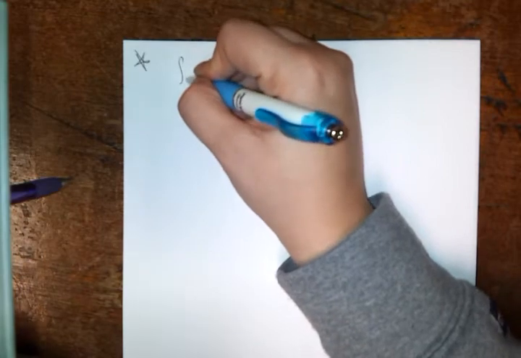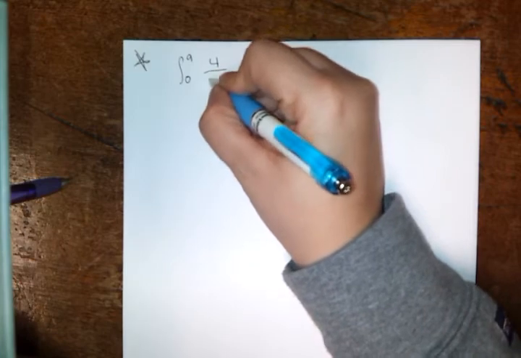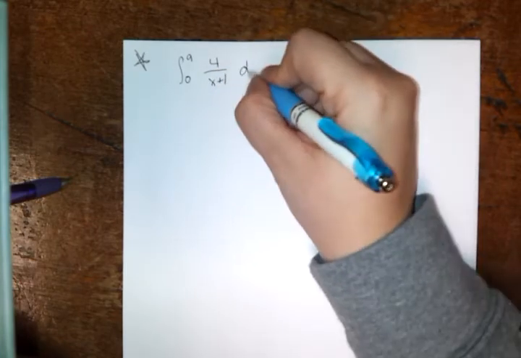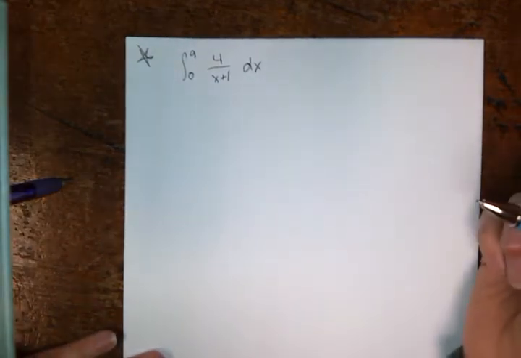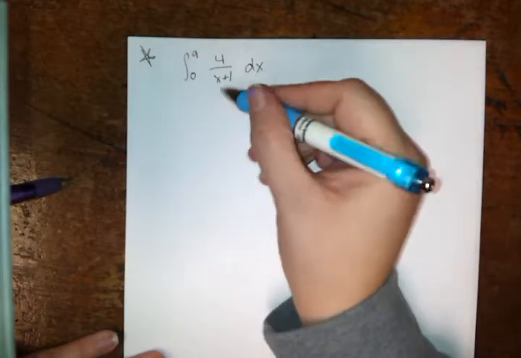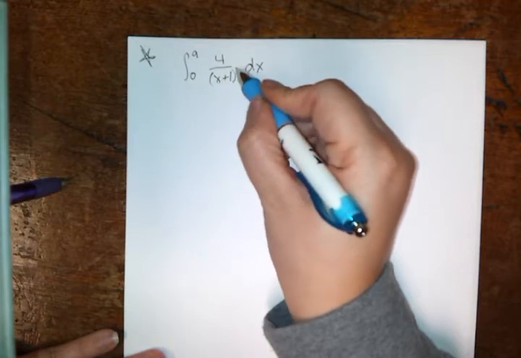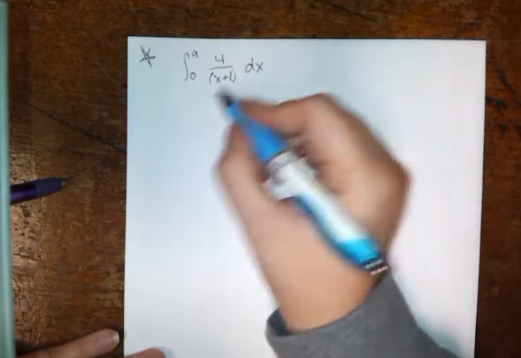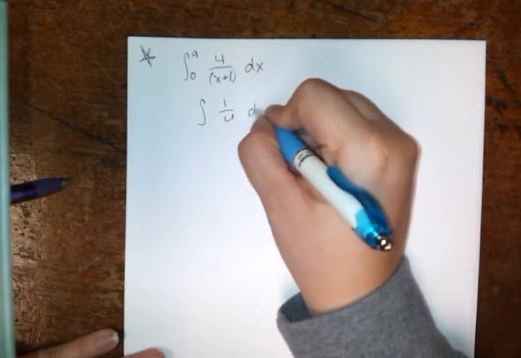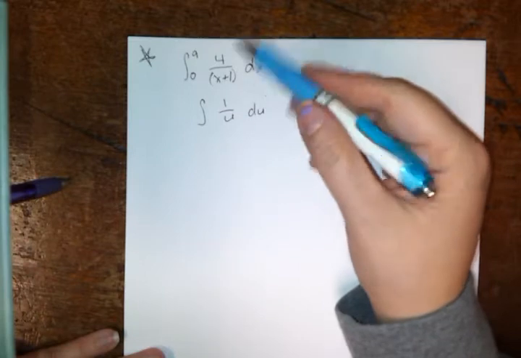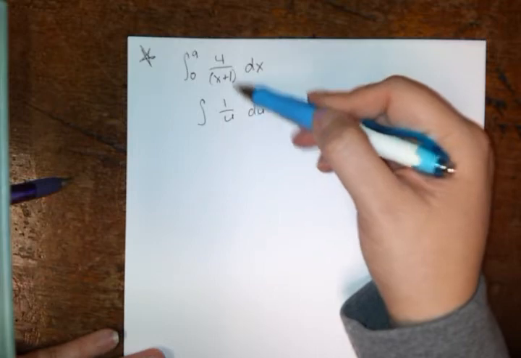So they're giving us the interval from 0 to 9 of 4 over x plus 1, and we're going to have to find the average value over that interval. And the first step is going to be to find the integral. I've got something over, if I put this in parentheses, this is just to the first power, and I know that if I took the integral of 1 over u du, that's something that I can do. That's going to give me the natural log of the absolute value of u. Because that u is only to the first power, I can do that.